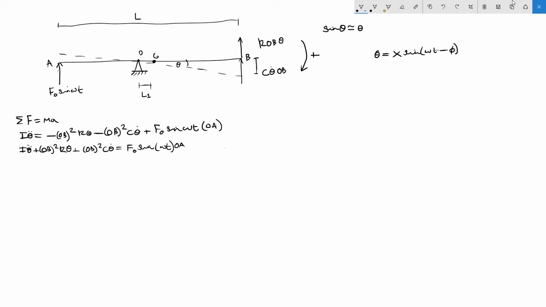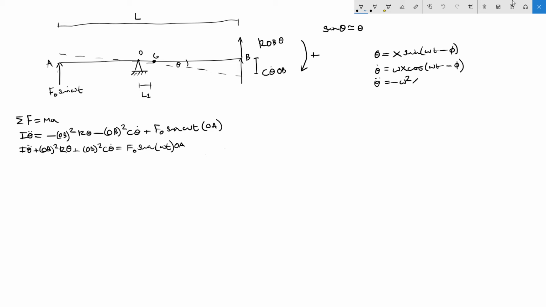The first differential of this particular solution is equal to omega X cos of omega t minus phi. The second differential is going to be equal to minus, as this cos is going to change into a minus sine.